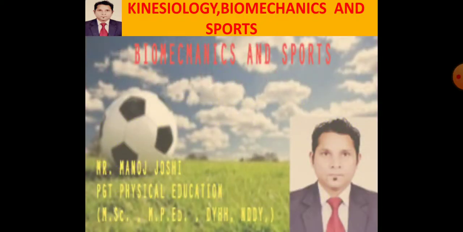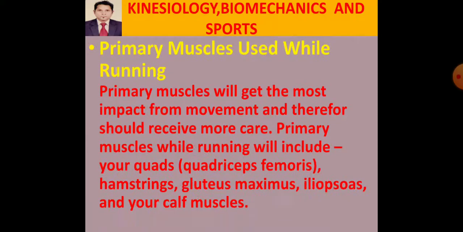Primary muscles used while running. We can see here, primary muscles will get the most impact from movement and therefore should receive more care. Primary muscles while running include your quads, quadriceps femoris, hamstring muscle, gluteus maximus, iliopsoas, and your calf muscles. These are the muscles of the lower body.